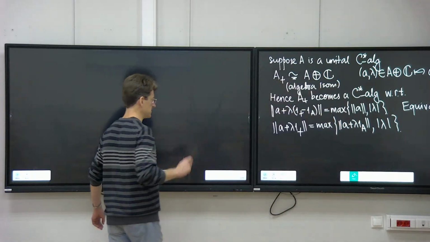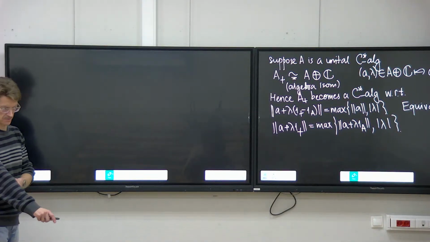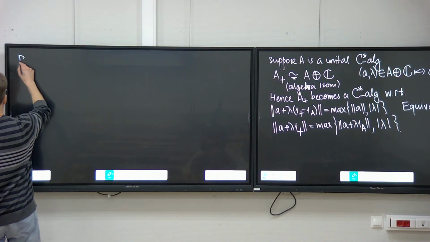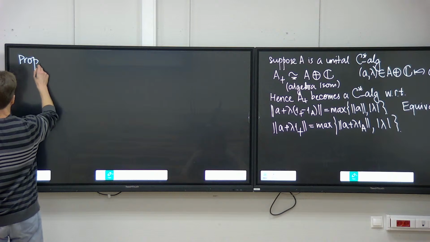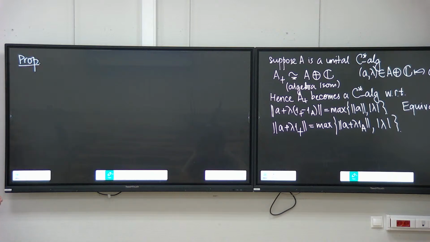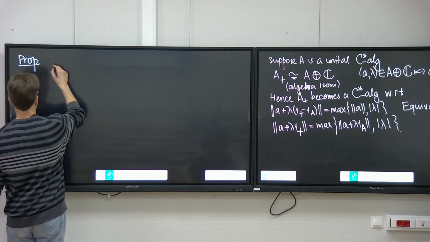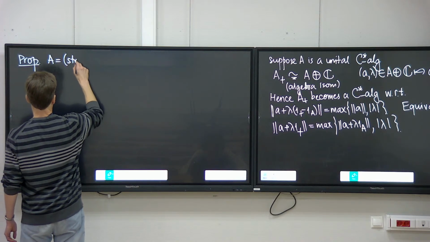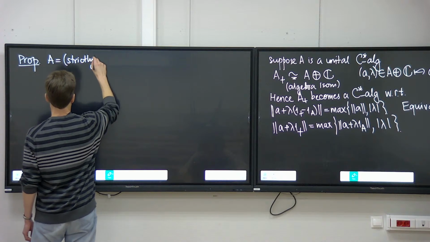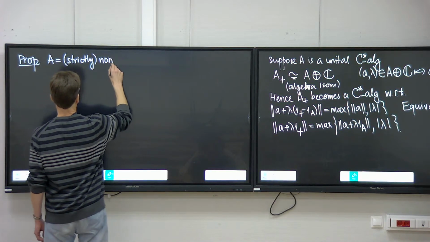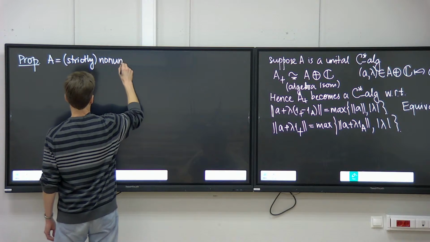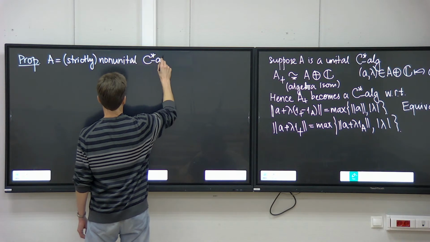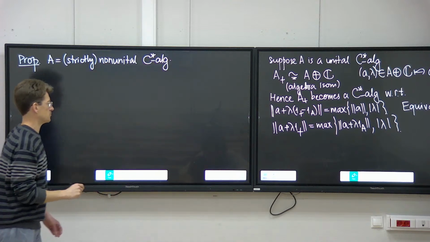Of course, a more interesting case is the case where A is not unital. And if it's not unital, then the canonical C-star norm on its unitization is given by the following proposition. Suppose that A is a strictly non-unital C-star algebra. When I say strictly, I mean that it doesn't contain an identity.